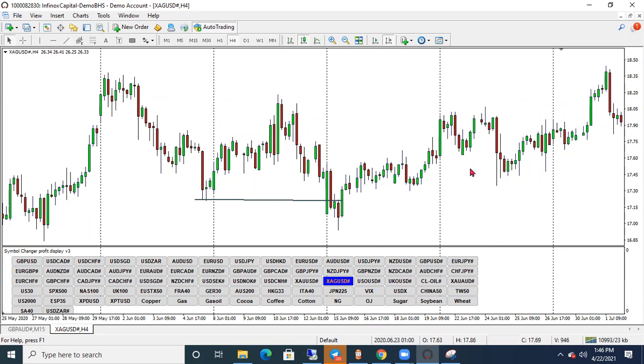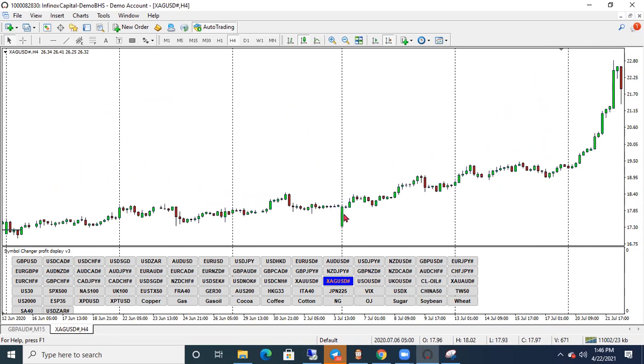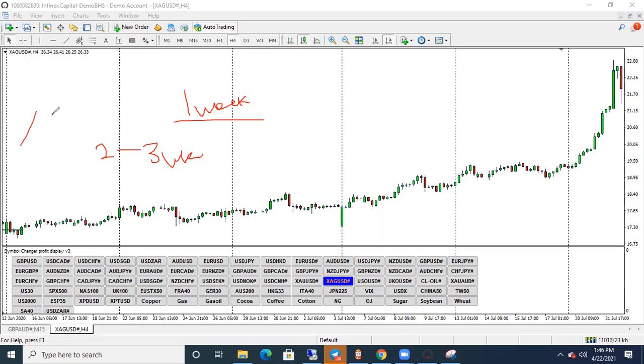Price took this out and then pushed up. Price took out that high and then melted. Price came all the way down, took out this low, right? So one easy way is you look at one week back, right? But in practice, I look at two to three weeks back. Sometimes price can go take out the high of two or three weeks back, especially if the highs are not too far apart.